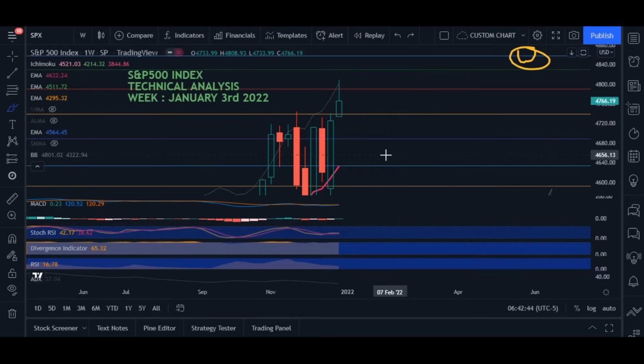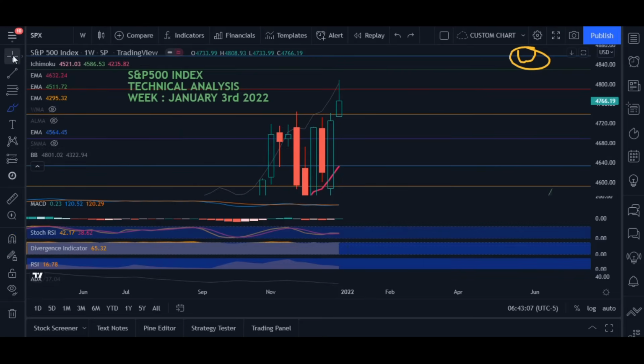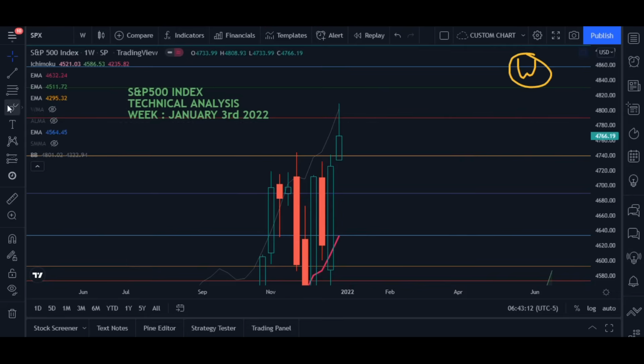Now comes the momentum. Momentum is not there because previously, for approximately 2 months, market was range bound, which is why the momentum is almost dead, meaning momentum is supporting neither bulls nor the bears. So considering all of the aspects here, yes, we can say that market is bullish.